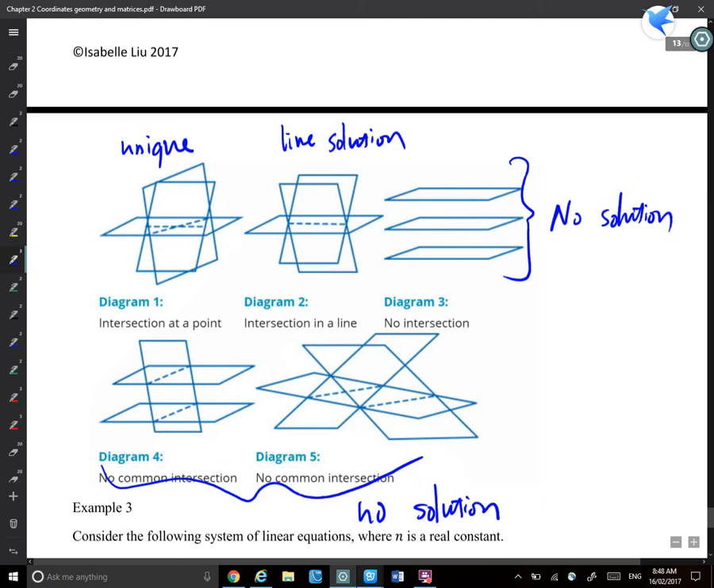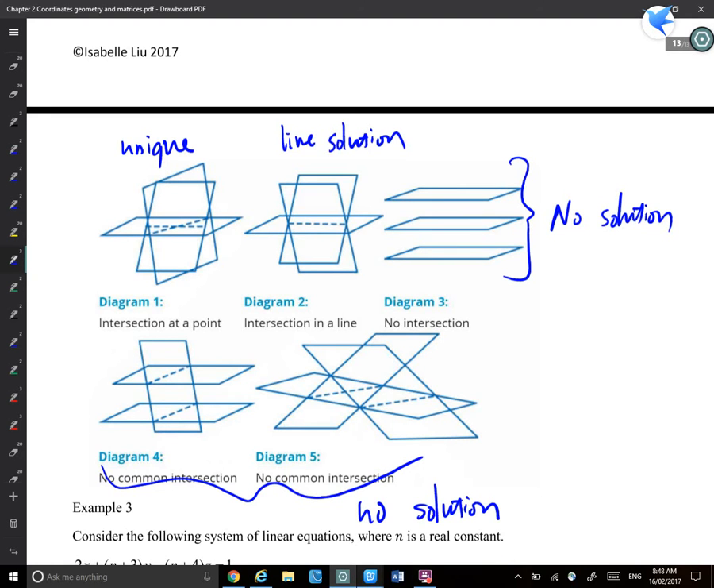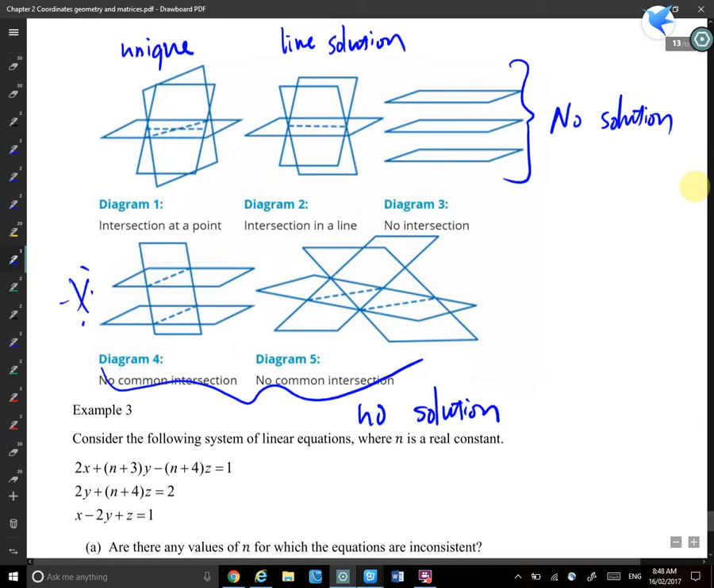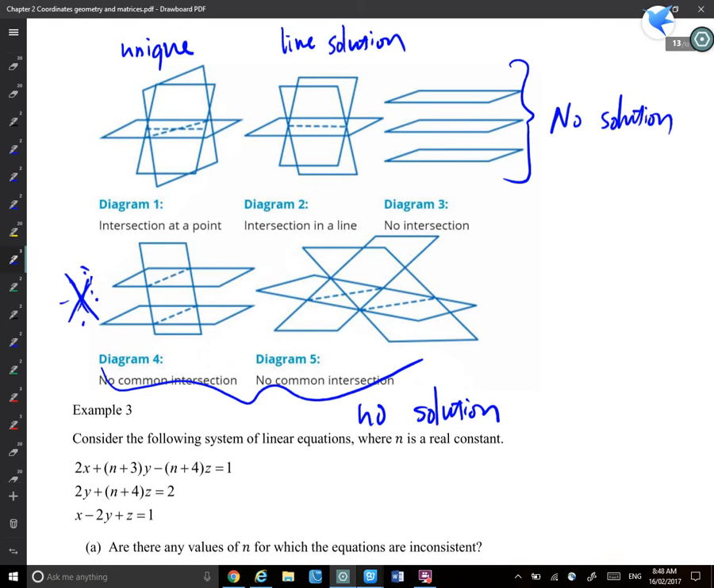Two planes can intersect each other, but the third one cannot intersect with that. So for this case, diagram number 4, let's think about it. If you think about diagram number 4, it means you have 2 planes already parallel. If 2 things are already parallel, no matter how the third one acts, you never get a solution, right? You cannot intersect between those 2 already. So the third one cannot intersect for sure.